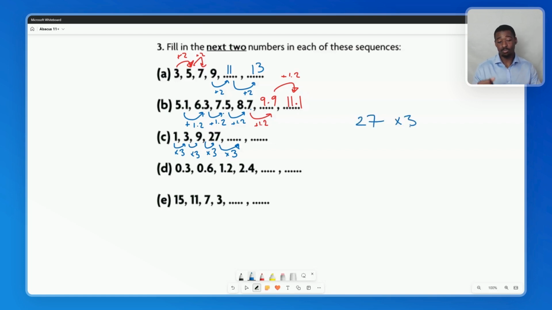27 times 3. Well, we could say that actually 27 is very close to 30. We know 30 times 3, right? 30 times 3 is just 3 times 3 times 10. We know 3 times 3 is 9. So 30 times 3 is 90. Okay, so 30 times 3 is 90.